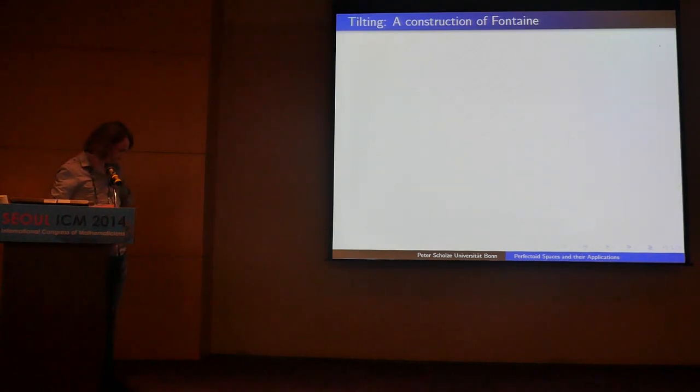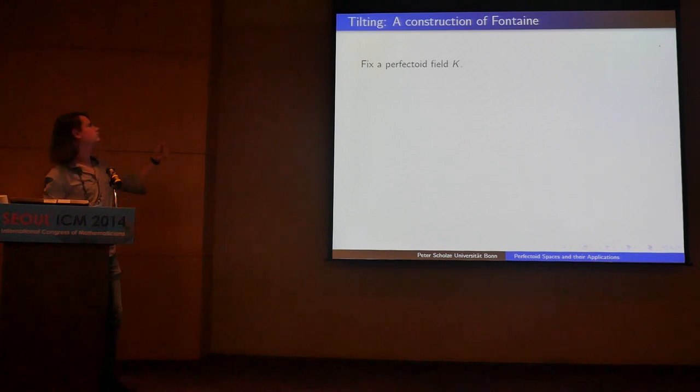Okay, and so in the theorem of Fontaine and Wintenberger, we saw that there is this characteristic zero perfectoid field, and then there was another field such that they had the same finite separable extensions. And so that's a general construction called tilting. That's an old construction in p-adic Hodge theory due to Fontaine.